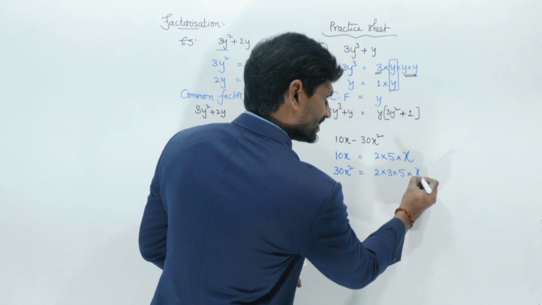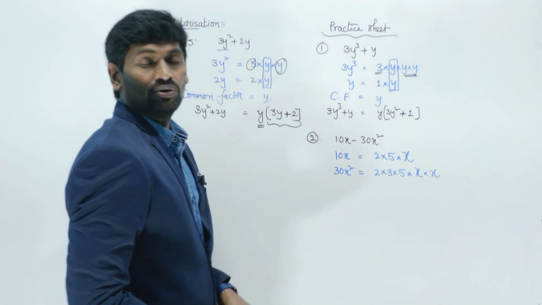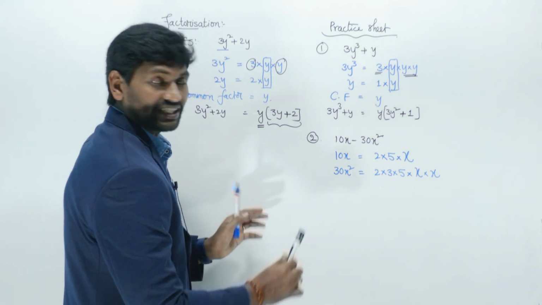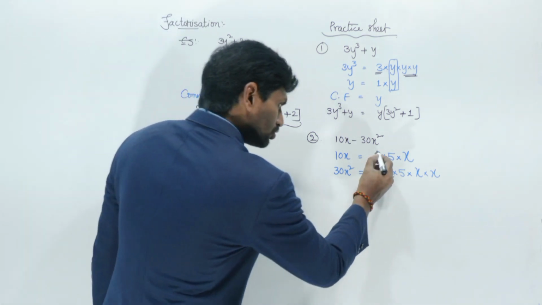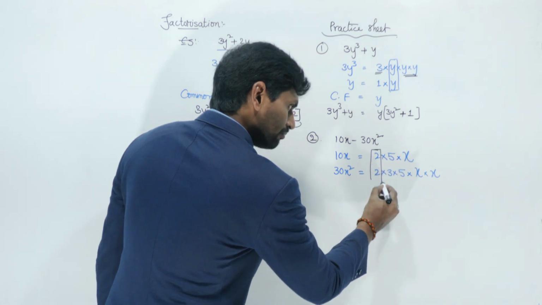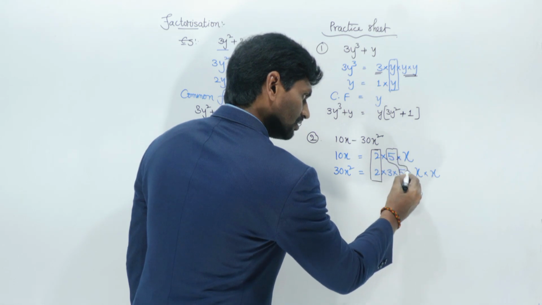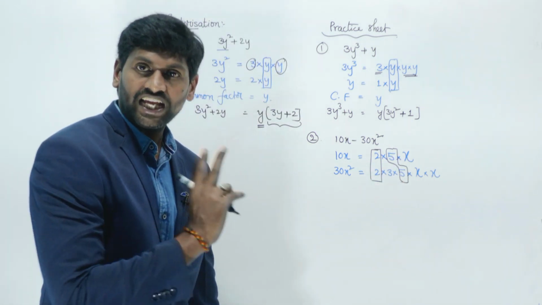X square we can write as x into x. Now identify the common factors first. What are the common factors? First let us check the numerical values. So numericals 2 is a common number and also 5 is a common number. So 2 into 5, nothing but 10, is a common factor.